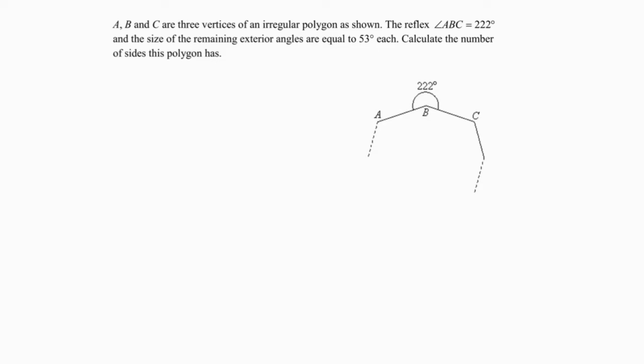Mr. Tan here. Since we are working with exterior angles, I will want to find out what this exterior angle is, which I'm going to just indicate as X in the diagram. So angle X will be equal to this 222 degrees minus 180 degrees. And that will give me a value of 42 degrees.